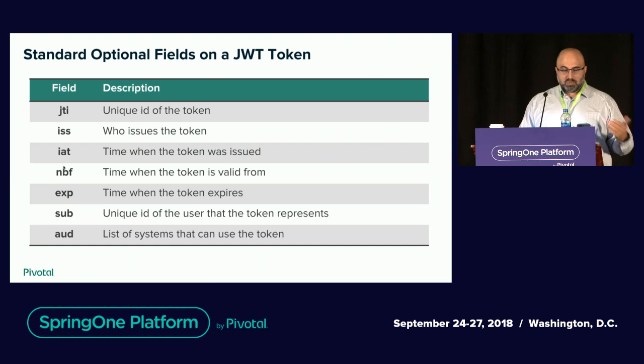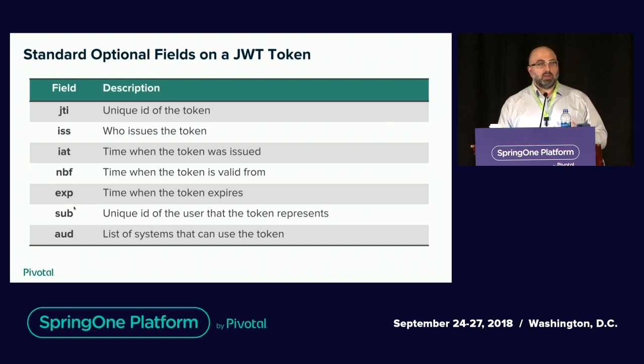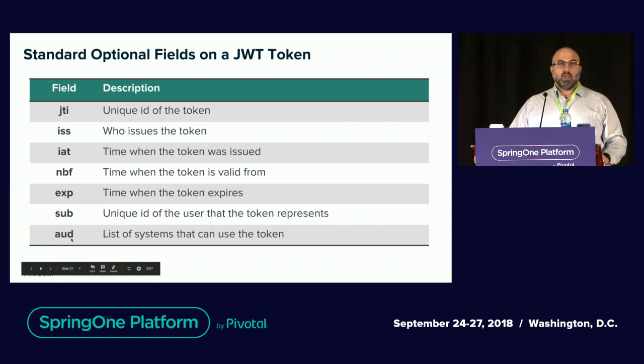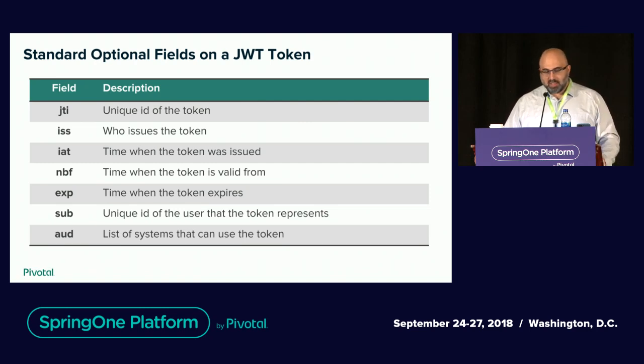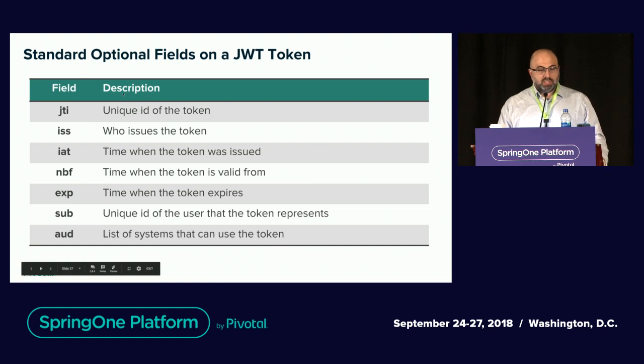Issued at when the token was issued, when the token becomes valid, when it expires, and most importantly, which applications, this is the audience field, which application is this token meant for? This is a very important field to validate. I'll get into why that is later. But the point here is these are all optional. The JWT spec says if you would like to use them, use them; if you don't want to, it's up to you.